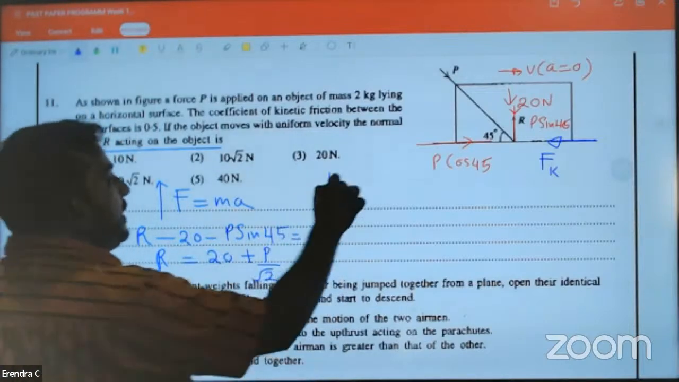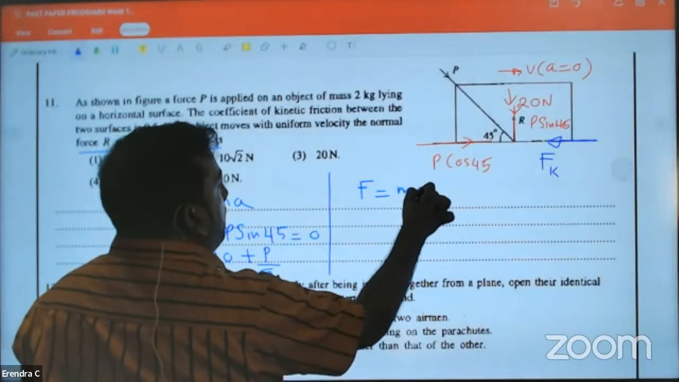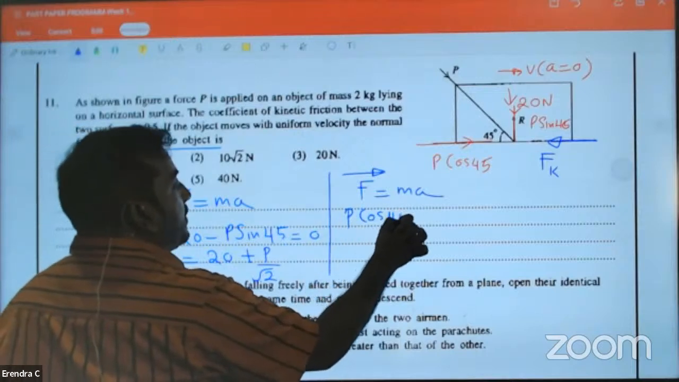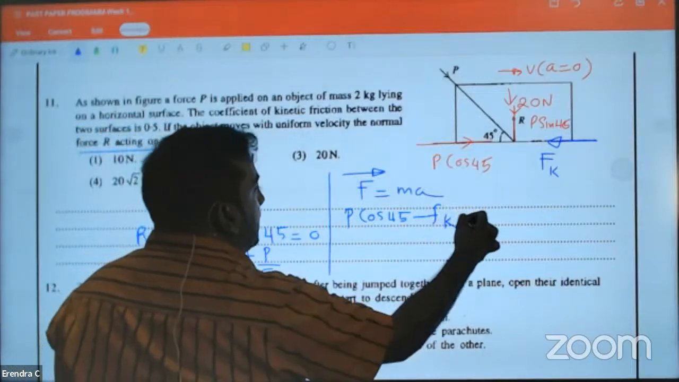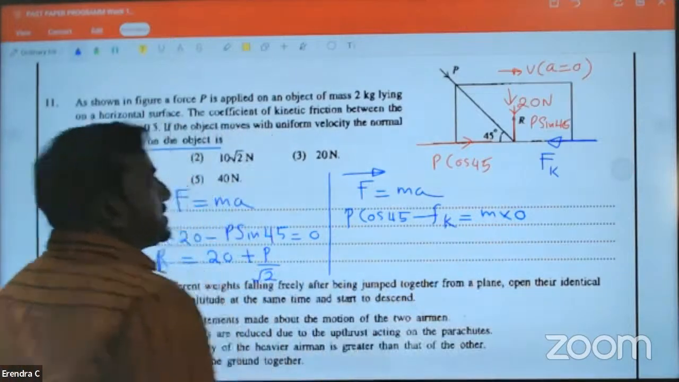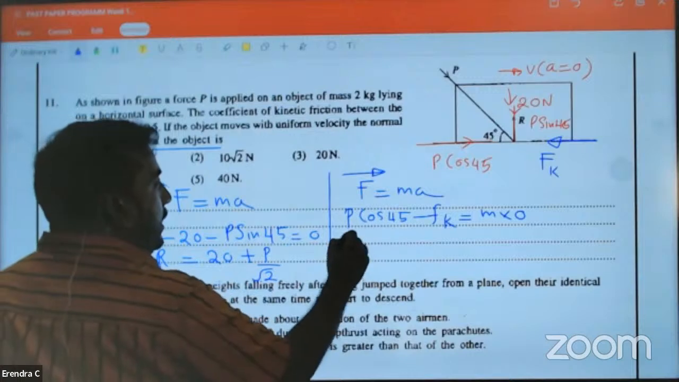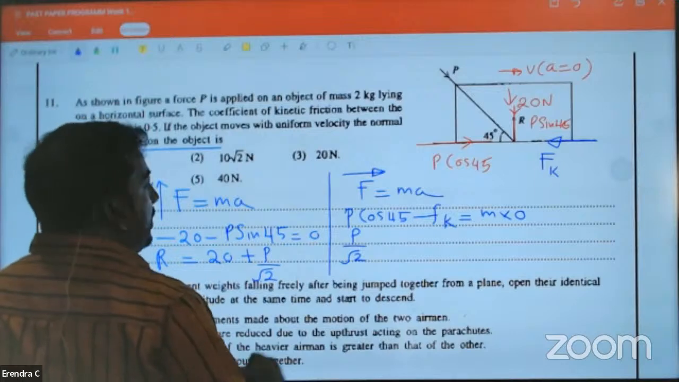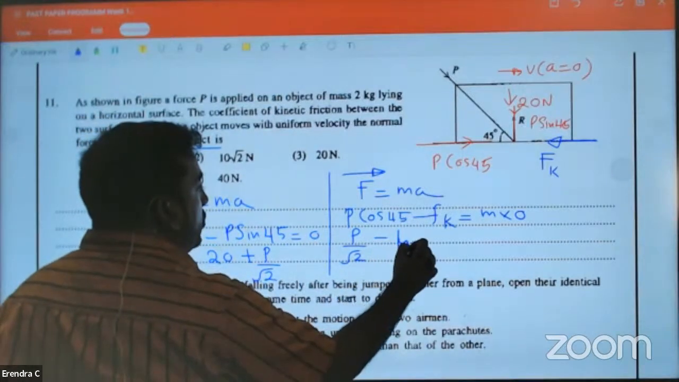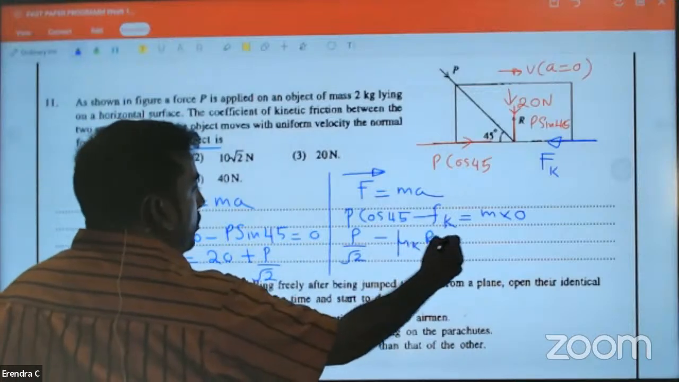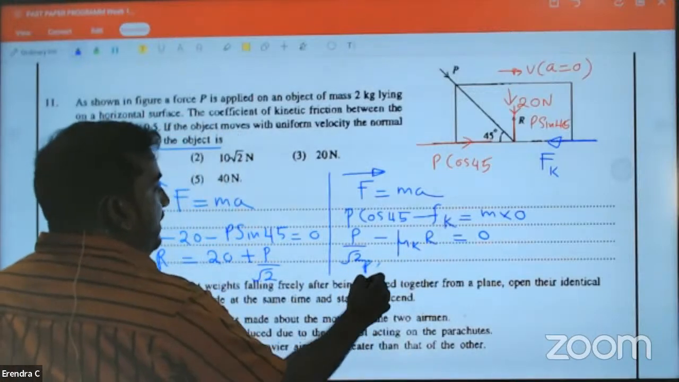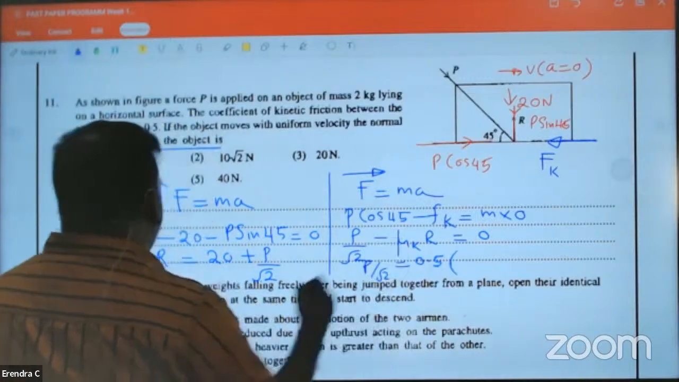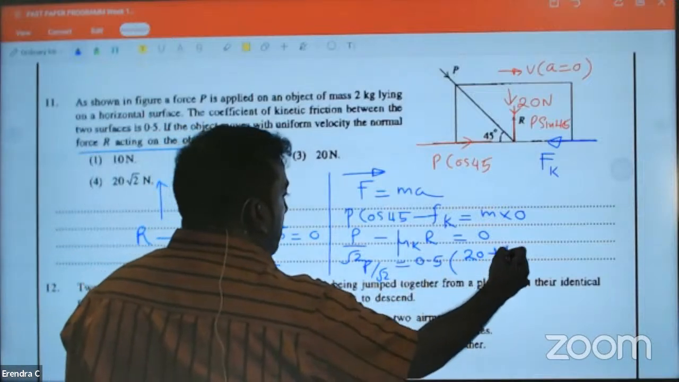Now apply F equal MA in the forward direction. Who is pushing this forward? P cos 45. Friction opposite. Do we have acceleration? No acceleration. P cos 45 is P over root 2. P over root 2 minus mu k into normal reaction equals 0. Look at the board. P divided by root 2 equals 0.5 times the normal reaction. 0.5 is half. Normal reaction is 20 plus P divided by root 2.